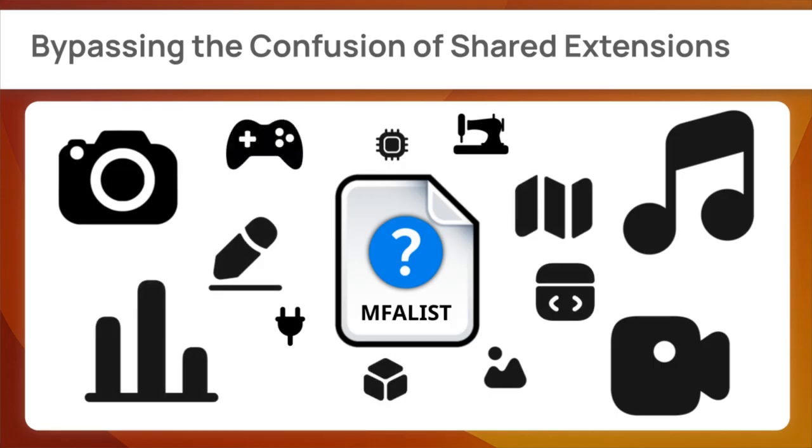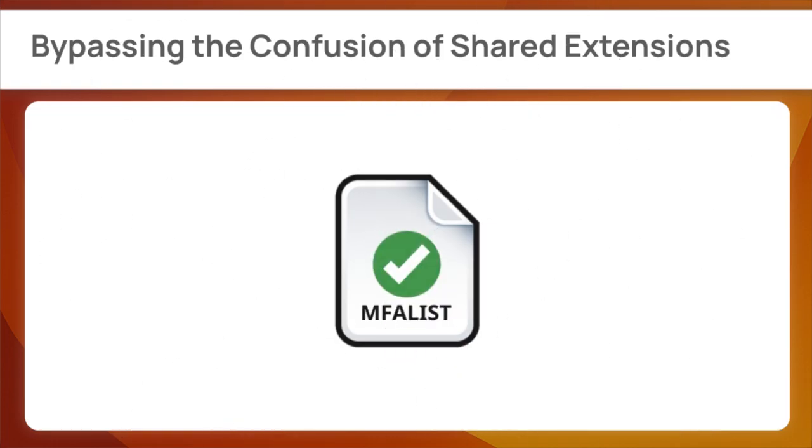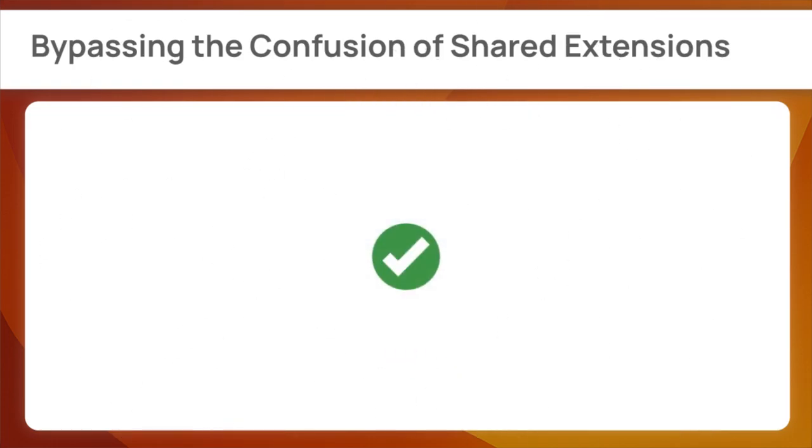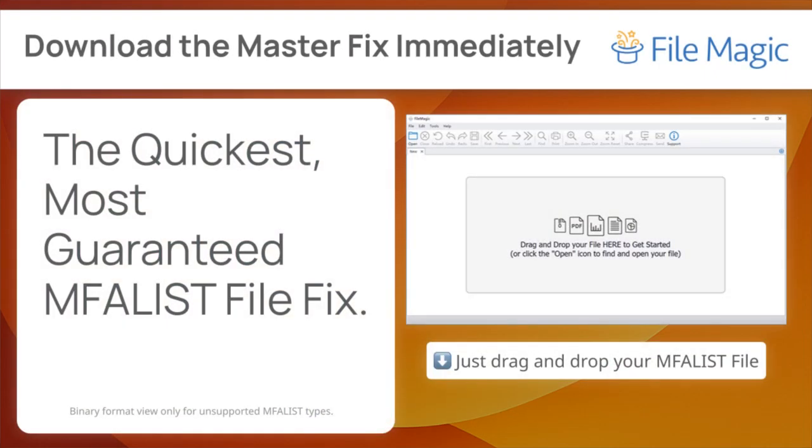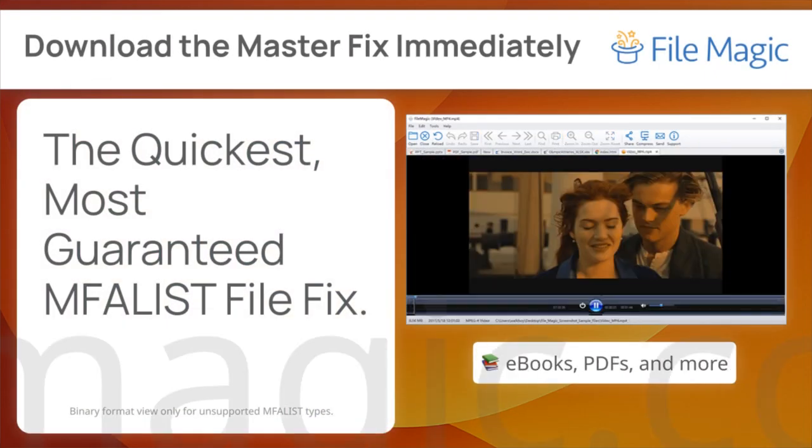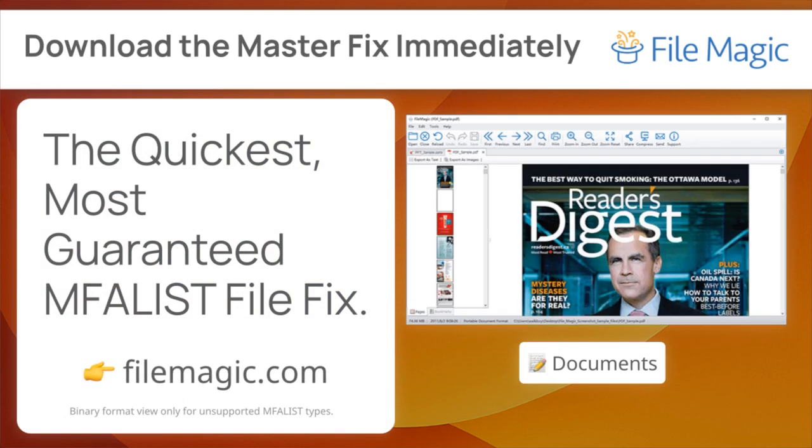An effective path forward often involves using a format-agnostic utility that is designed to prioritize actual data content over the potentially misleading extension name. Because the specialized software couldn't access your file, you need a dedicated universal solution. FileMagick is the one I always recommend.